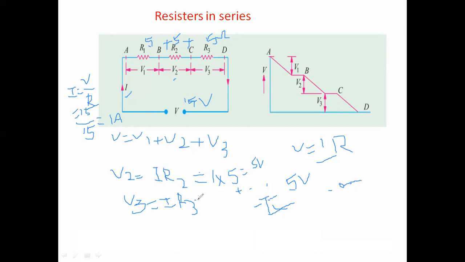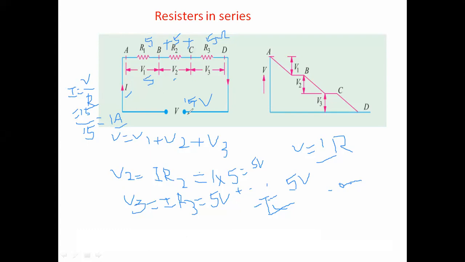Similarly, we can find V3. To find V3, we require I and R3. R3 is 5 ohms, and we know I is 1 ampere. 1 ampere into 5 is again 5 volts. And similarly for V1, it is also 5 volts, because resistance R is 5 and current I is 1 ampere.